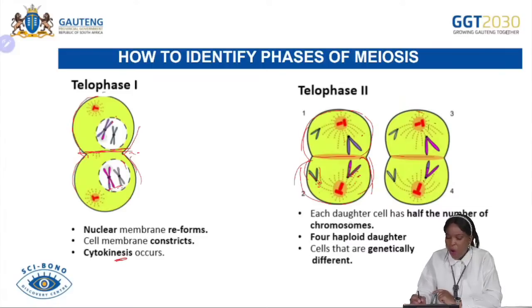Now, these 4 haploid daughter cells are genetically different, because of crossing over. So this is how you get your gametes. Now at this stage, we call them gametes.